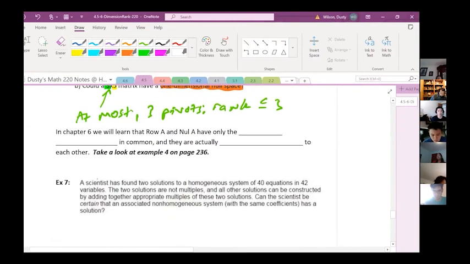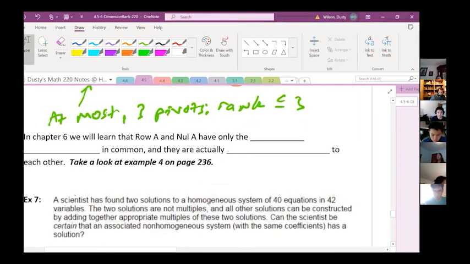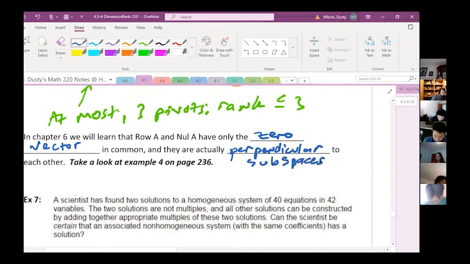So picking it up, in chapter 6, we're going to learn that the row space and the null space have only the zero vector in common. They're actually what we call perpendicular subspaces. If you went back and looked at our example where we found the row space and the null space, and dotted those vectors together, you would see that the dot products were all zero.